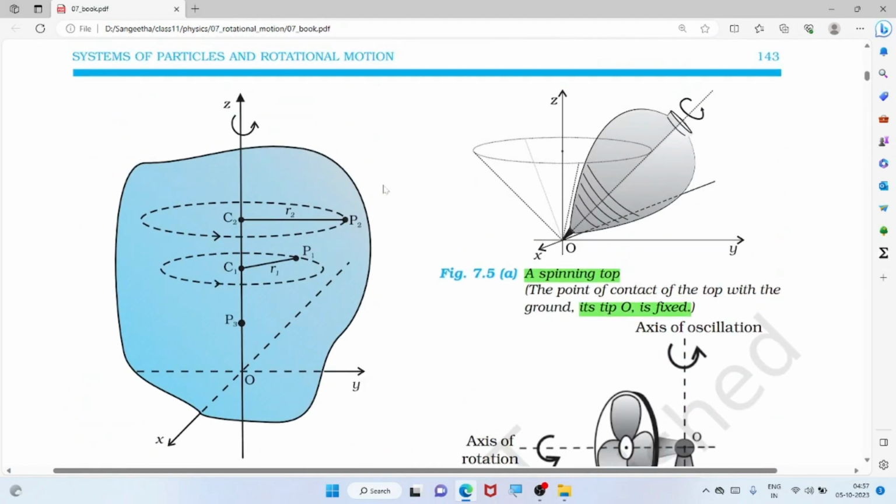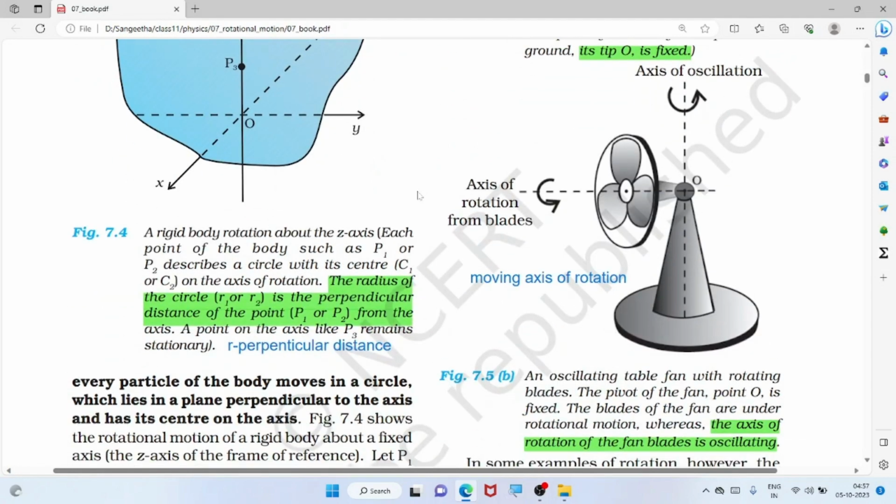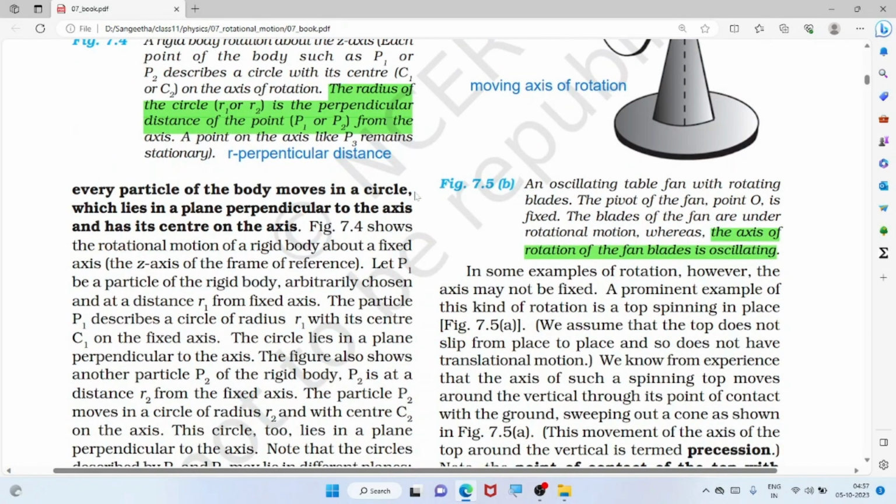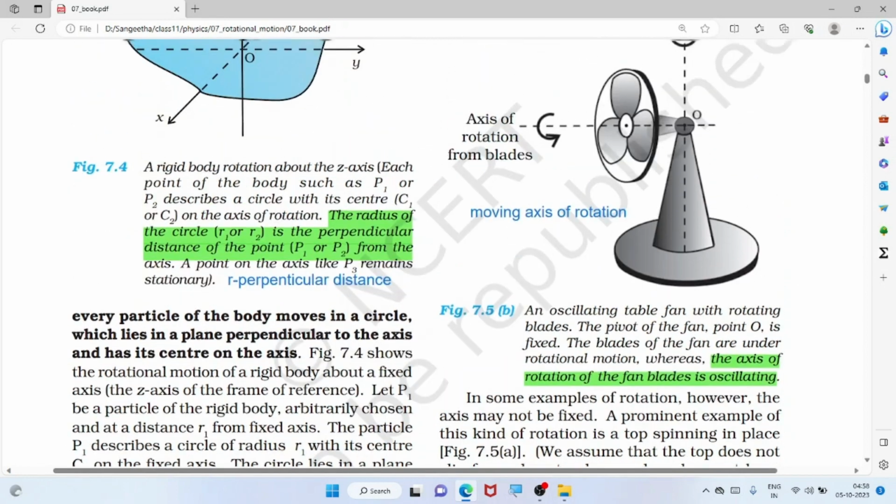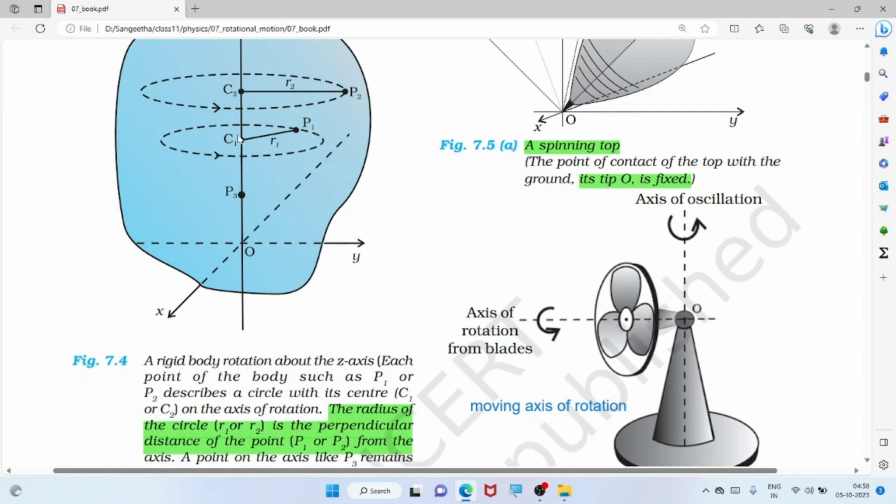Here we have a top spinning and the bottom is fixed. The position vector r is perpendicular. r is the perpendicular distance from the axis of rotation. This is the perpendicular distance, this r.